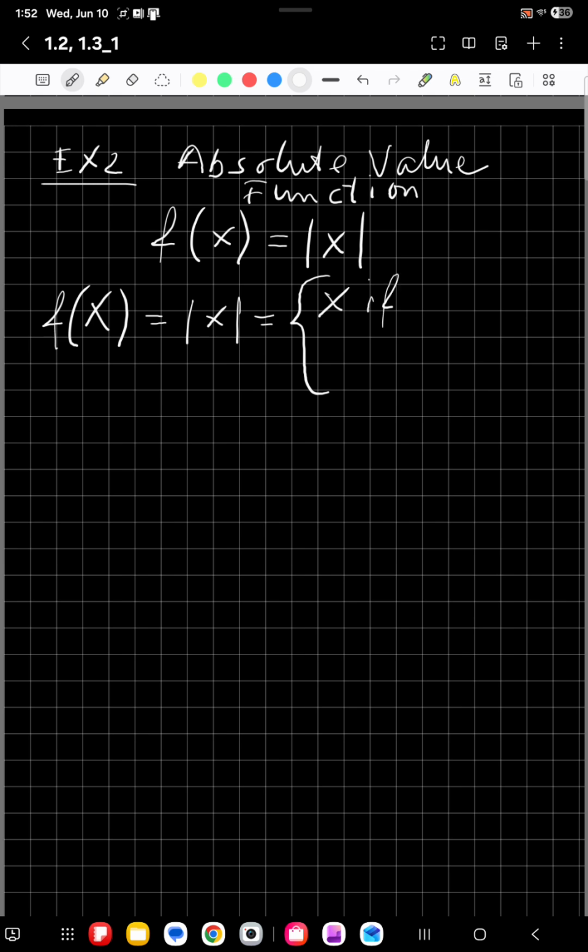if it's simply x, if x is bigger or equal than 0. And then it's negative x if x is less than 0. Okay, so let's make a couple numbers and just figure out what's going on. How would we understand this definition intuitively?